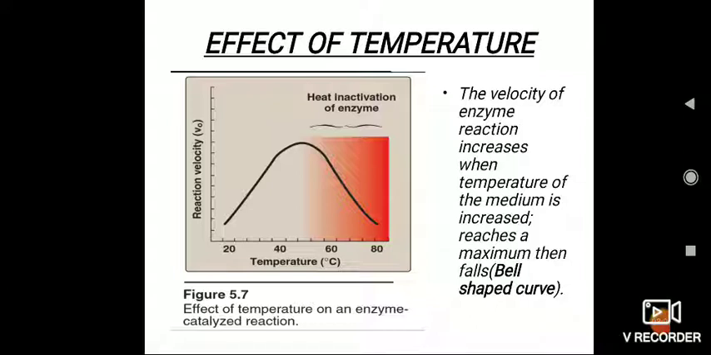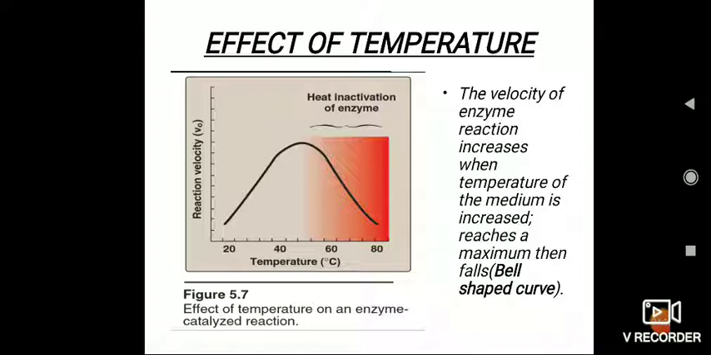The velocity of enzyme reaction increases when the temperature of the medium is increased, reaches a maximum and then falls, meaning that in this graph between the reaction velocity and the temperature in degrees Celsius, at 20 degrees Celsius you can see there is the least or almost negligible activity of the enzyme, but as the temperature is being increased, the reaction velocity is also increased and it attains a peak, and this peak is attained at the optimum temperature, meaning that the optimum temperature is the temperature at which the enzymes work most efficiently.